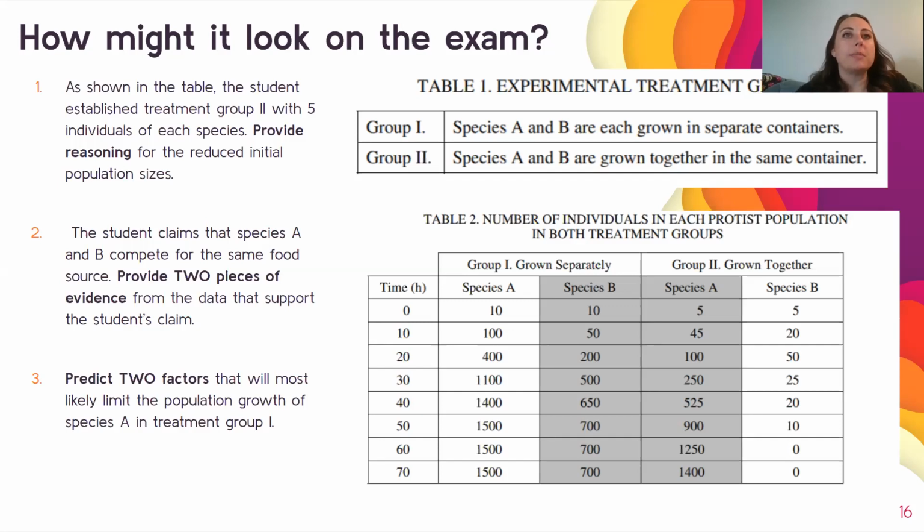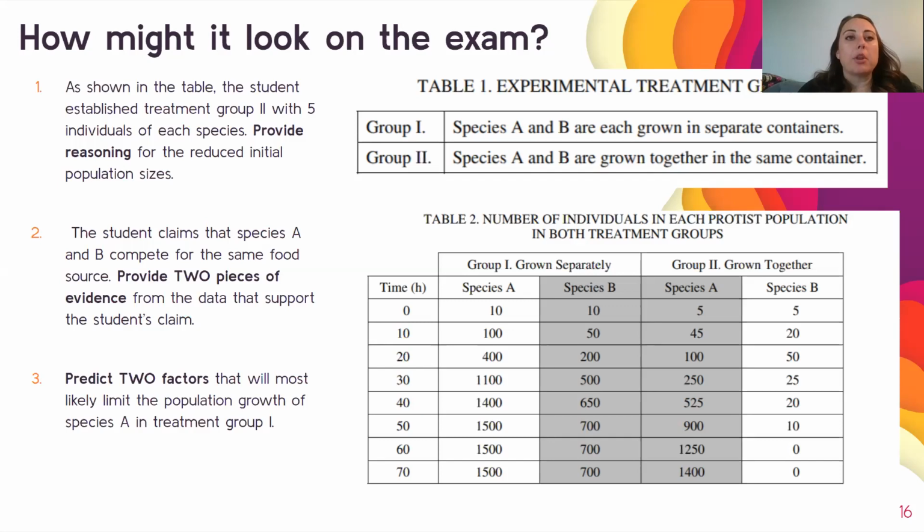Number 2 says the student claims that A and B compete for the food source. Provide 2 pieces of evidence from the data that support that claim. Evidence means numbers. So if it asks you for evidence, you're going to want to cite numbers. Well, species A and B must compete for the same food source because when grown alone, A reached 1,500, and when grown alone, B reached 700, but when grown together, neither one of them reached the same level of individuals. So you're going to want to reference numbers, okay? So evidence must have numbers.